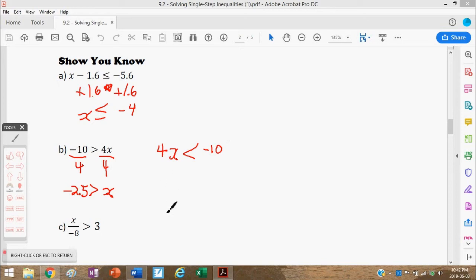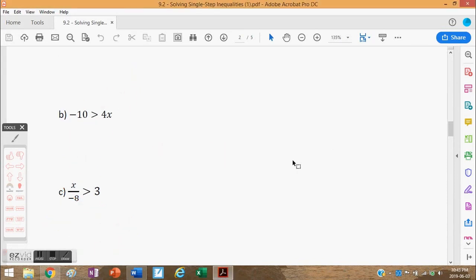is less than negative 10. This one here, we're going to multiply both sides by negative 8. Ooh, we're multiplying by a negative. That tells me I need to reverse the sign. And these go away. I'm left with x is not greater than, less than, because I multiplied by a negative, 24. Right. Excellent. Moving along.